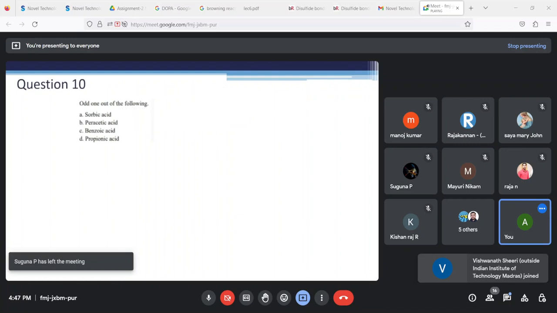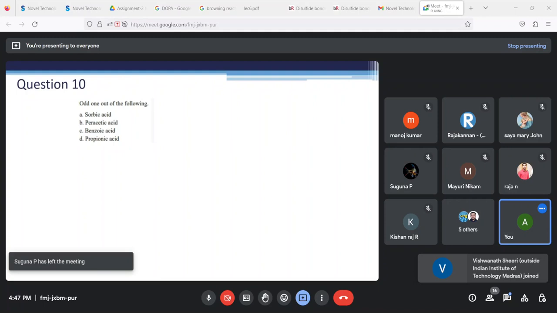Okay. Moving to question 10. Pick the odd one out of the following. A. Sorbic acid, B. Peracetic acid, C. Benzoic acid, and D. Propionic acid. So what are these acids? Where are they involved? Any clue? Preservative. Yeah, these are preservatives.